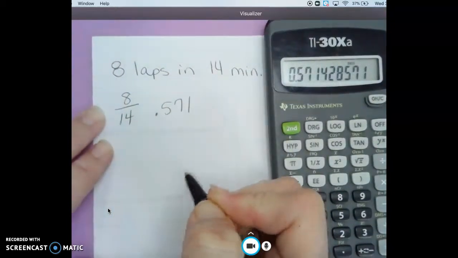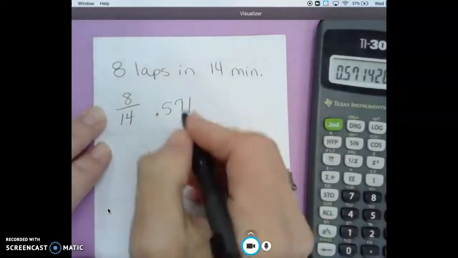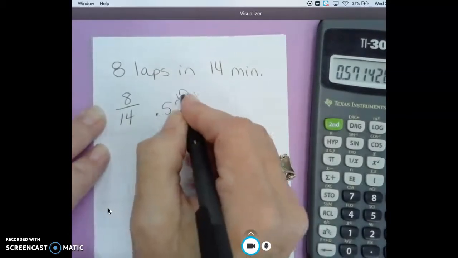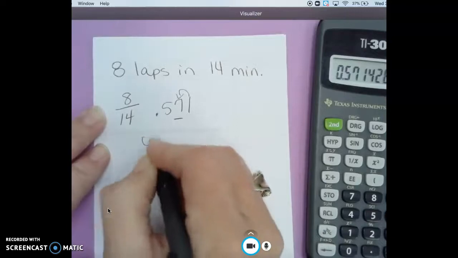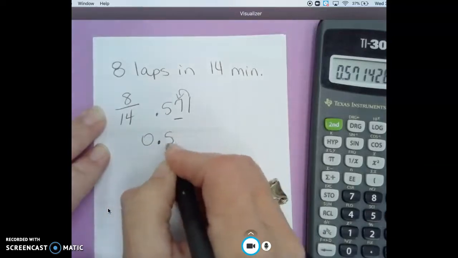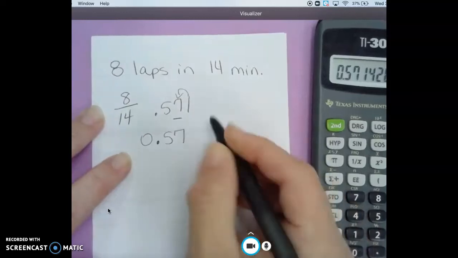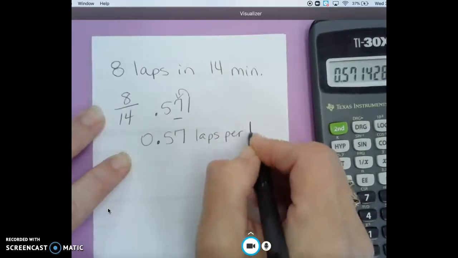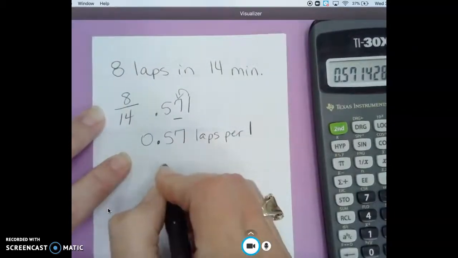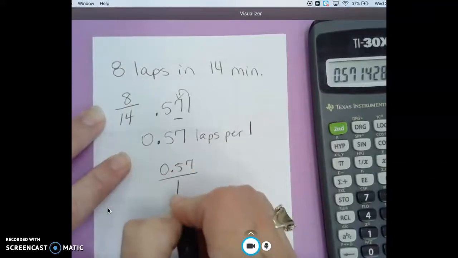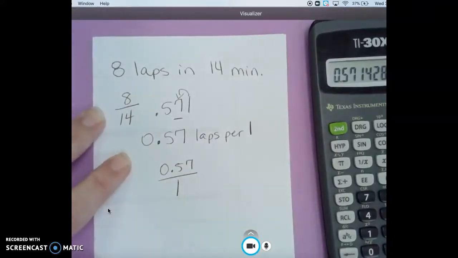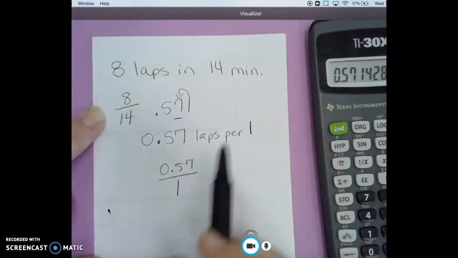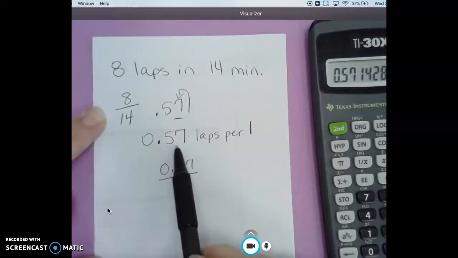So let's keep it and round to the hundredths just like we did with the money. So that 1 is going to leave it alone. So I could put a 0 there. 0.57, and that's going to be laps per 1 minute. If I wanted to make it look like a ratio, then it would look like that. So I want to know how much for 1 minute, not 14 minutes. So 1 lap is going to take 0.57 minutes.